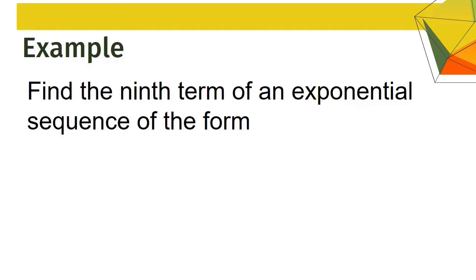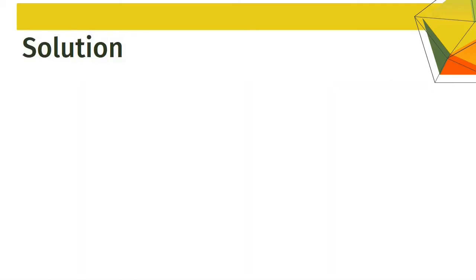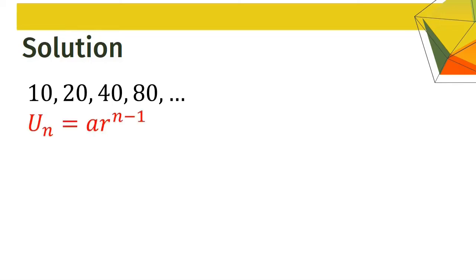Let's look at an example. In this example, we have to find the ninth term of an exponential sequence, also known as a geometric progression, of the form 10, 20, 40, 80 in that order. To find the ninth term, I will need my sequence, which is 10, 20, 40, 80. And remember that to find any term of a geometric progression or exponential sequence, it is given by U subscript n equals A multiplied by R exponent n minus 1. In this question, n was given as 9 because we are looking for the ninth term, and the first term is 10, which is represented as A.